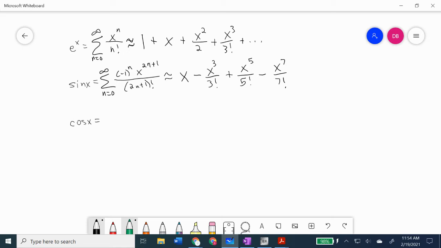Now, instead of going through the entire Maclaurin process of taking a whole bunch of derivatives of cosine and then finding its values at 0, we're going to take a shortcut. And that shortcut is, you happen to know something very special. You know that the derivative of sine is cosine.